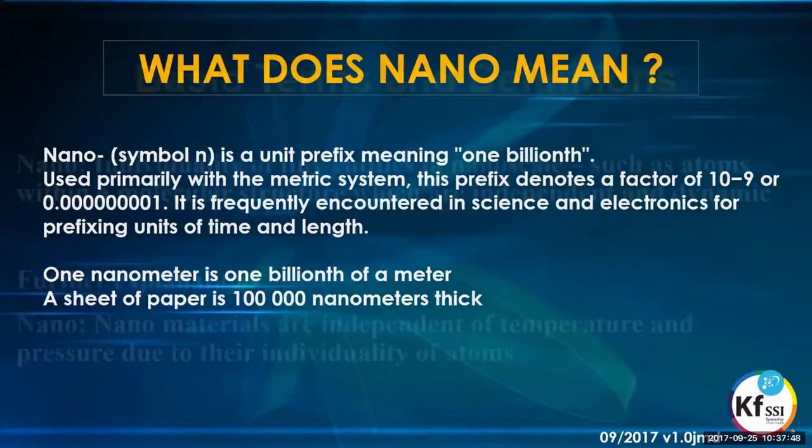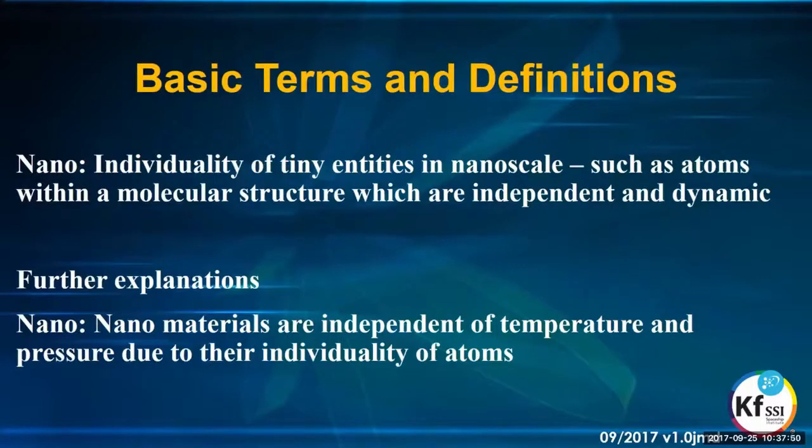In terms of the basic terms and definitions for nano, when we're talking on a plasma basis, it's the individuality of tiny entities in nanoscale, such as atoms within a molecular structure, which are independent and dynamic. So nanomaterials are independent of temperature and pressure due to their individuality of atoms. And we'll explain that in a bit more detail.